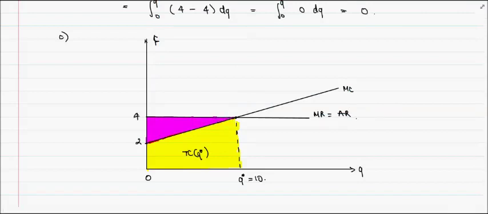Alright, so this is the profit for the firm at Q star. And lastly is the consumer surplus, which is the difference between the average revenue and the marginal revenue. As you can see, because they are the same line over here, the consumer surplus is going to be equal to 0.